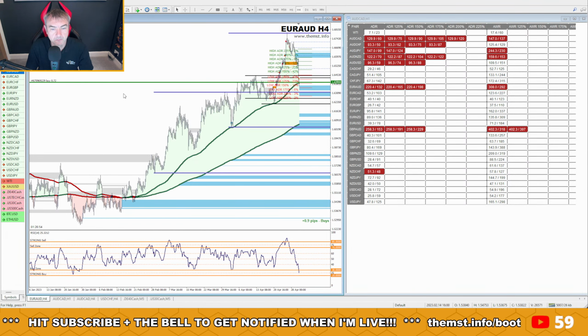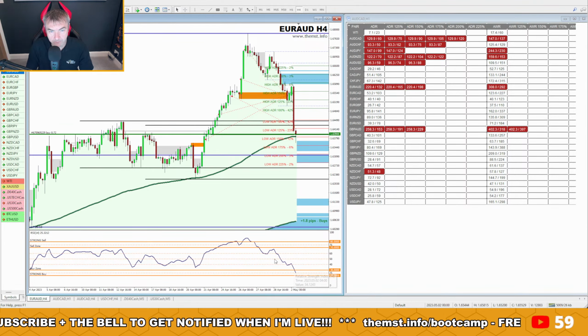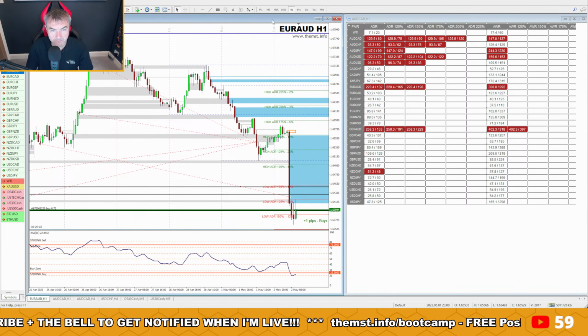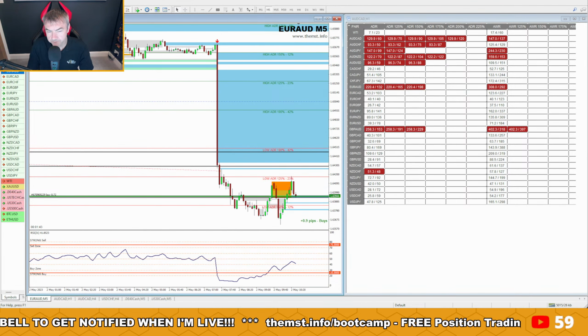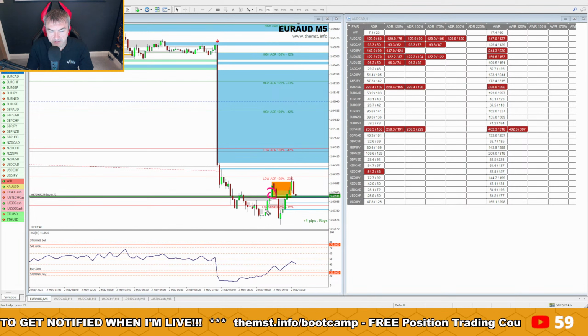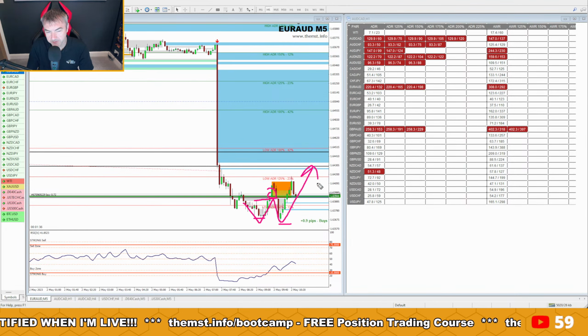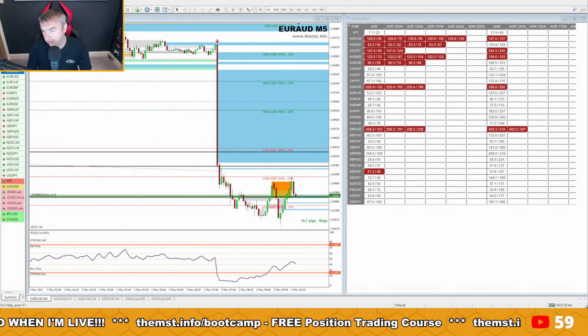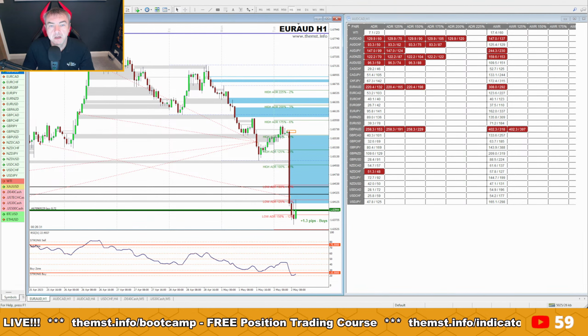Euro odd. So I've just got into a long on that on a 1-hour M5 reversal alert. So the entry was there on that reversal alert. We just got invalidated with a low. So there's your W pattern. There you go. That's euro odd.